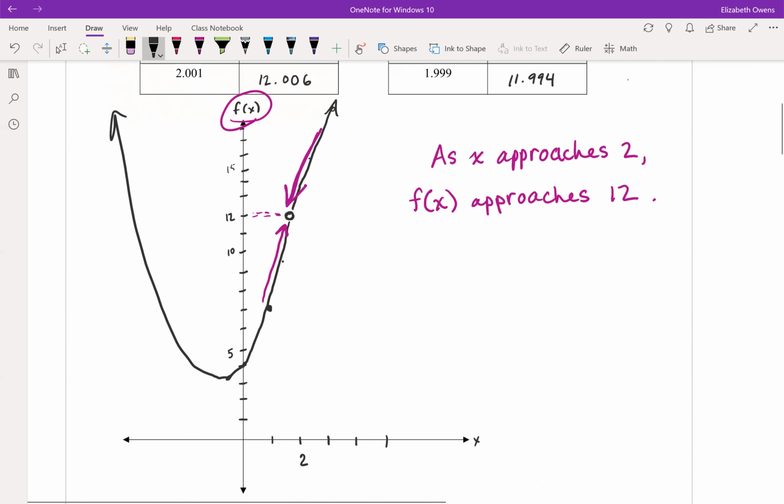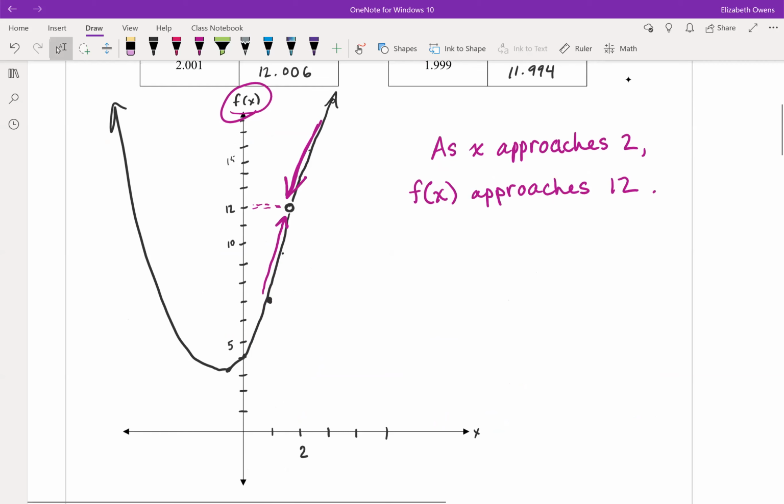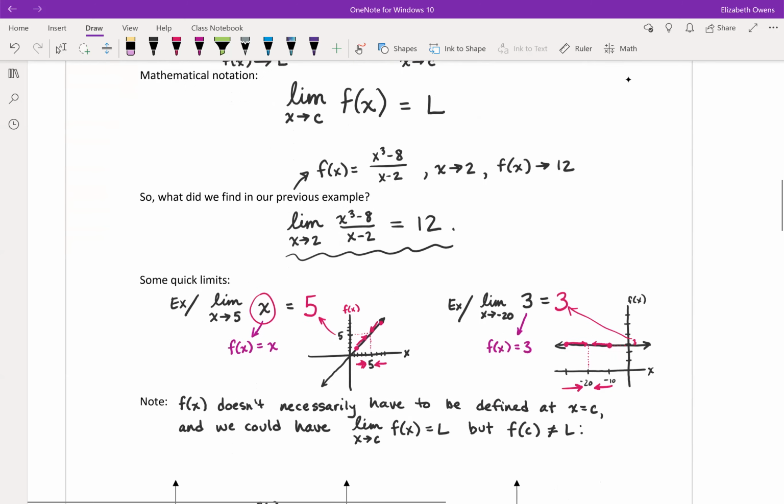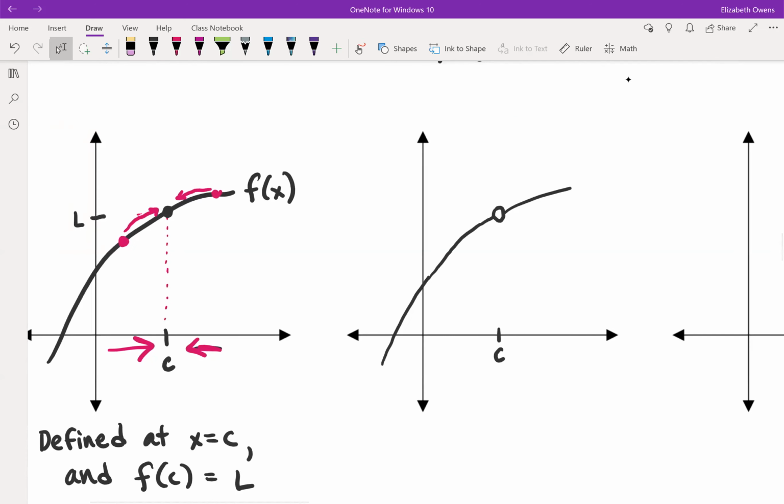Now the thing about this, if you think back to our very first example from this section, you can still find a limit even if the function is undefined at the x value that you care about. Over here in that first example, we were letting x approach 2. The function was undefined at 2, but we were still able to find the limit, the y value. f of x was approaching 12. So you can still have a limit even if the function is undefined. And that's actually what we have here in this second graph.